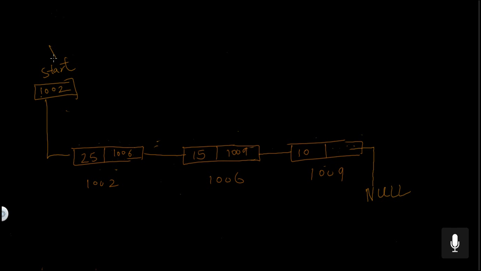Now this start is a pointer, and a pointer, as you know, stores an address. And using this start pointer we access the linked list. Some of you might have a question in your mind: why do I need this start pointer? I can access each node of the linked list directly, like I can access this node, or this node, or this node directly. So why do I need this start pointer?